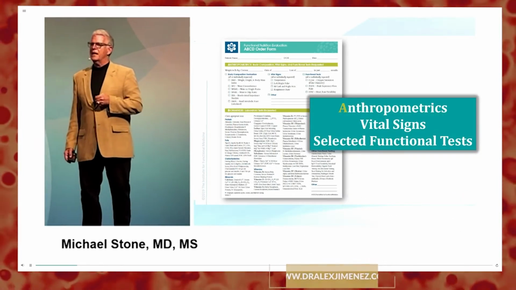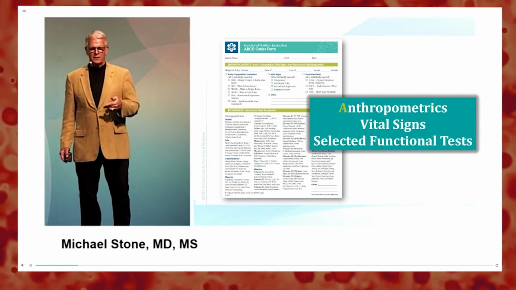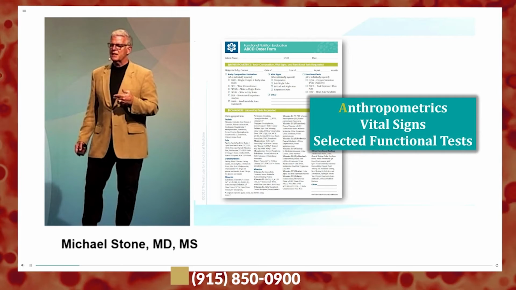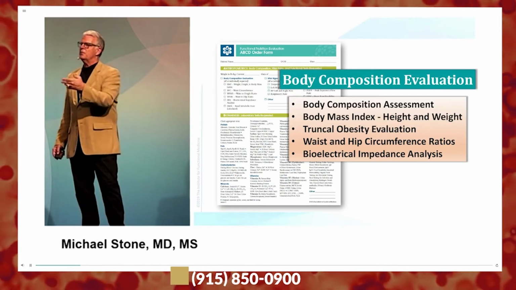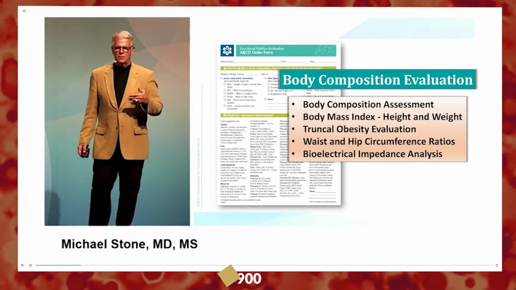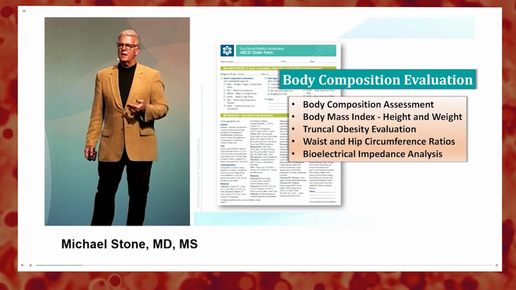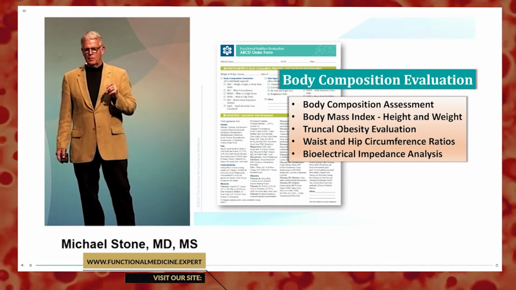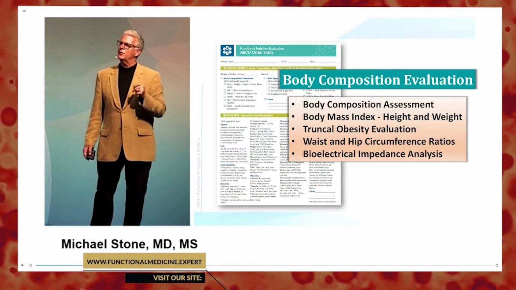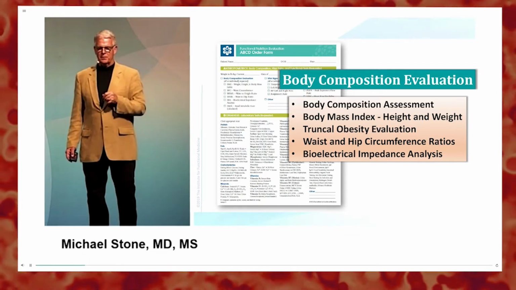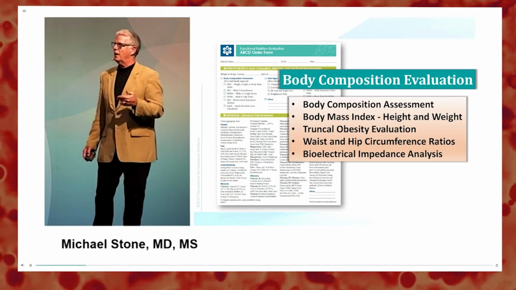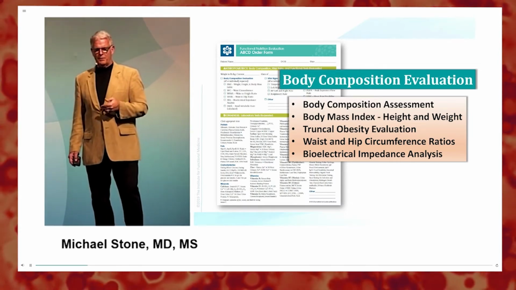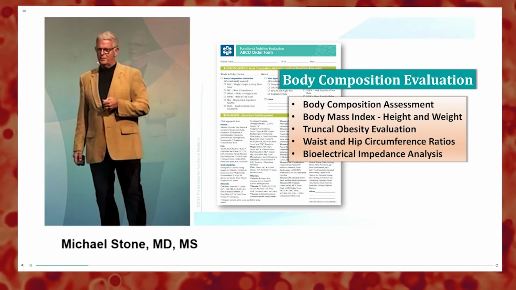The first portion is anthropometrics, and anthropometrics is more than weight and height. Anthropometrics includes vital signs and some other functional tests. And when we're doing body composition evaluation, everybody does body mass index, but we're also evaluating truncal obesity. We're evaluating whether they're gynoid or android obese, because we're looking at their waist to hip circumferences. And we talk a little bit about bioelectrical impedance analysis. What you'll see out of this is that it may be a tool that you'll probably want to bring into your clinic.